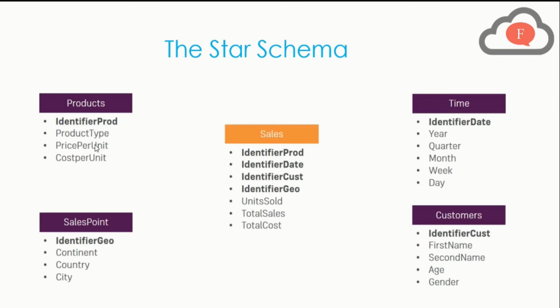The four dimension tables connect to the main fact table, which makes sense because all the specific columns of the product table, sales table, time table and customer table would be in our fact table. Like you can see, identifier product is present here, identifier geo is present here, identifier date is present here, identifier customer is present here.